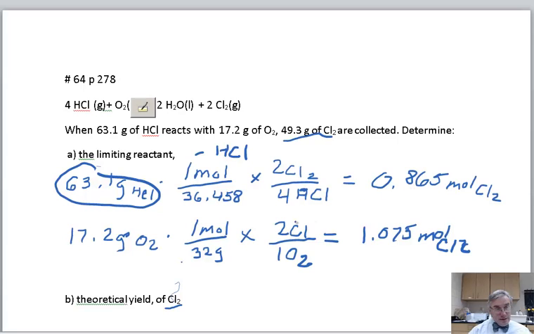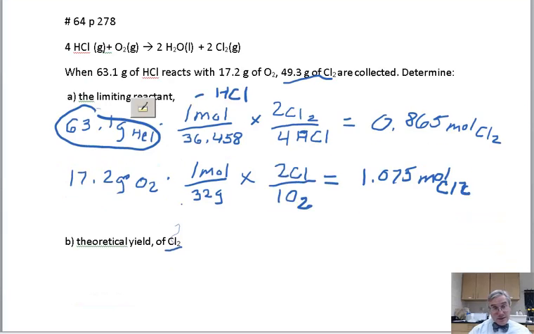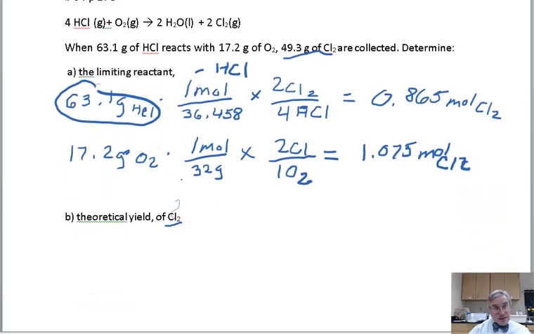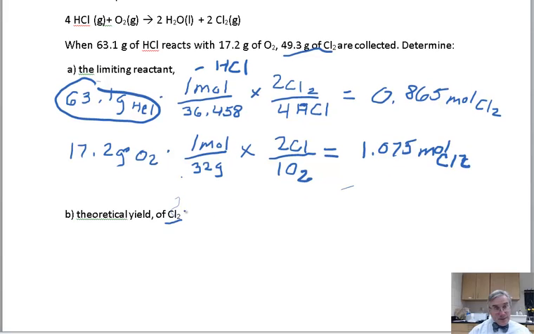So the answer for that would be the hydrochloric acid, because it will yield the lesser amount of the chlorine gas product. Okay, so now we need to figure out the theoretical yield. And the theoretical yield is going to be just how much do these actual equations tell us that we're getting when we run this reaction. So we're going to use the limiting reagent, and that's going to be the 63.1 grams, but we're going to start off with just what that yield is in moles, and that's in the product above.